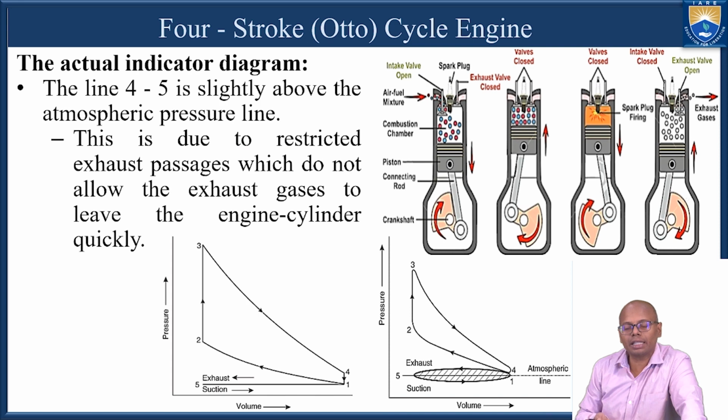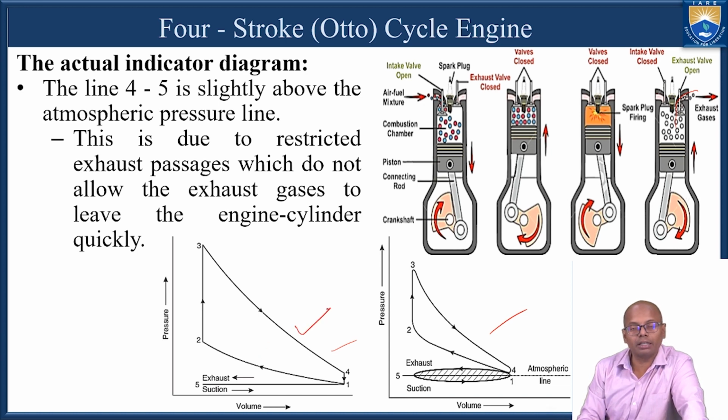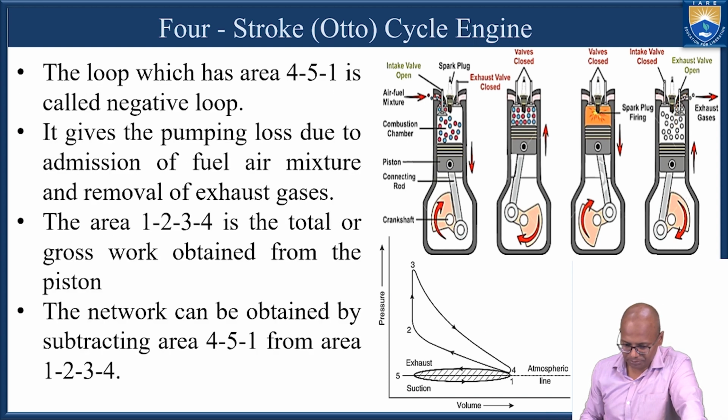And now, what is the other deviation? The other deviation is in the exhaust stroke. Again, while the gases are leaving through the exhaust valve, we have a restriction of the passage because of this valve, and because of that, the pressure is slightly more than atmospheric pressure. So this is the major deviation between the ideal indicated diagram and the actual indicated diagram.